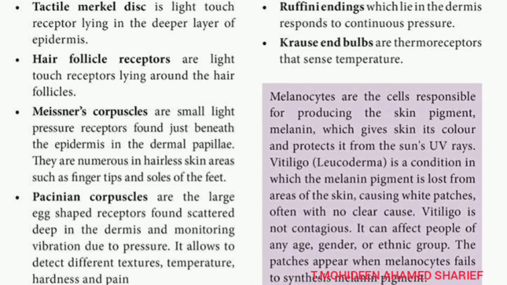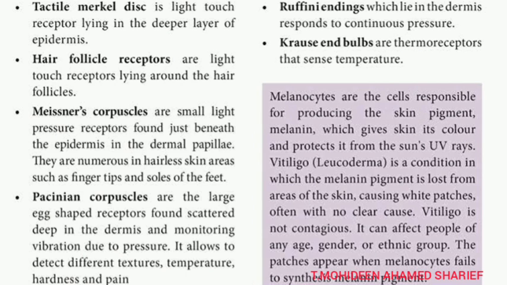Pacinian corpuscles are the large egg-shaped receptors found scattered deep in the dermis and monitoring vibration due to pressure. They allow us to detect different textures, temperature, hardness, and pain. Ruffini endings, which lie in the dermis, respond to continuous pressure. Krause end bulbs are the thermoreceptors that sense the temperature.